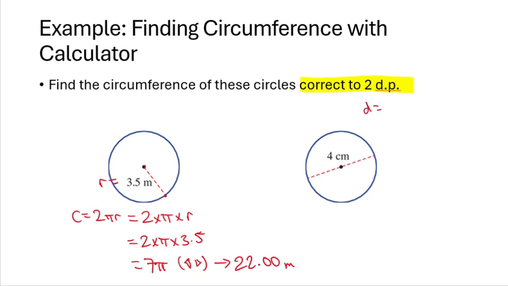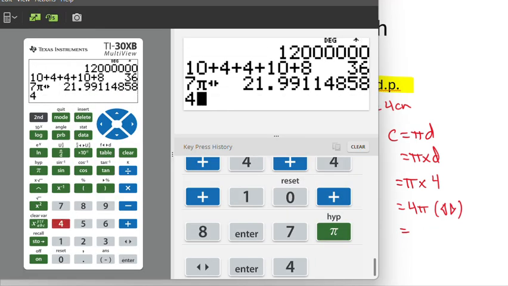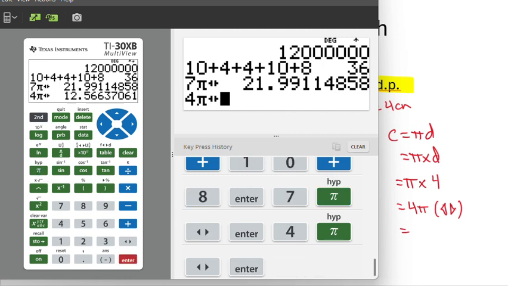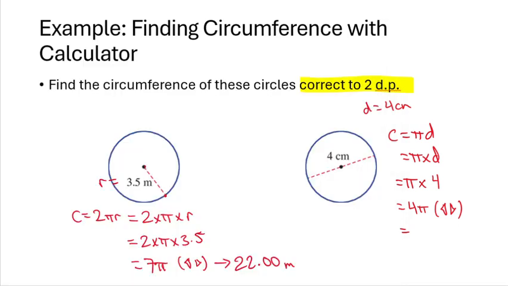Over here, we're given d is equal to 4 centimeters. So the formula we will now use is C is equal to pi d, which is the same thing as pi times d. So if we substitute our value of diameter in, it just becomes pi times 4, which equals 4 pi. And just press the funny symbol again. 12.57.